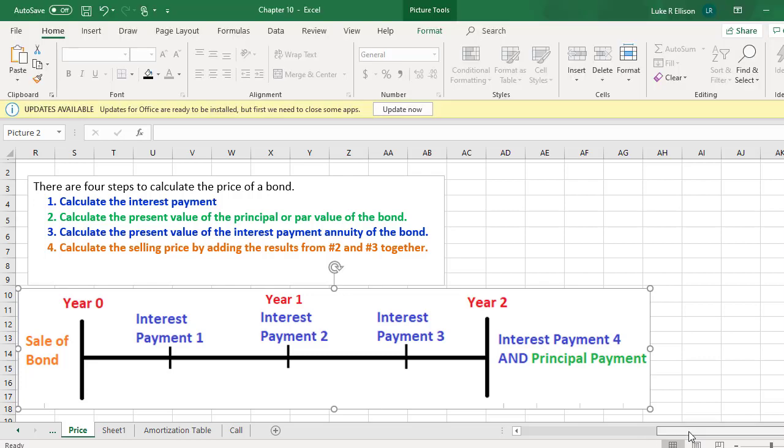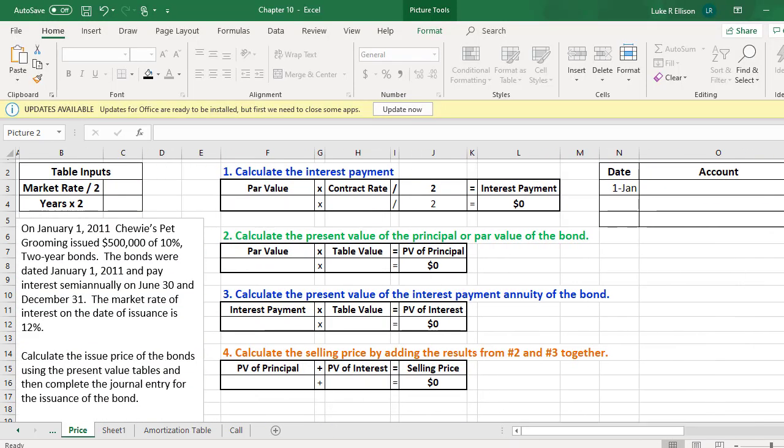Okay, so now we are ready to look at a problem. The problem says, on January 1st, 2011, Chewy's Pet Grooming issued $500,000 of 10% 2-year bonds. The bonds were dated January 1st, 2011 and pay interest semi-annually on June 30th and December 31st. The market rate of interest on the date of issuance is 12%. We are asked to calculate the issue price on the bonds using the present value tables and to complete the journal entry for the issuance of the bonds.